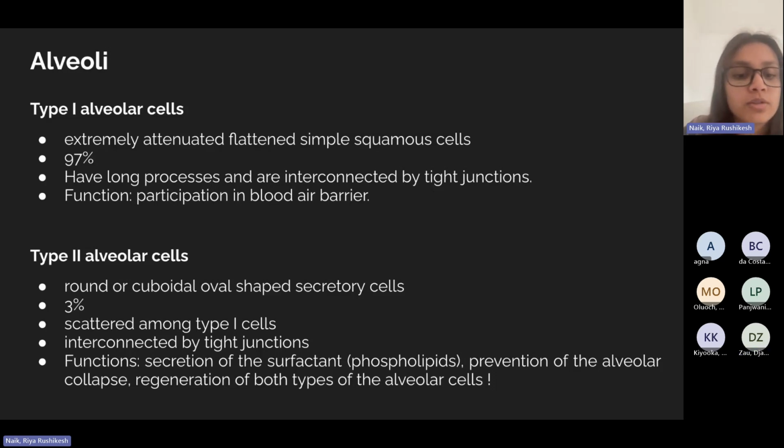So, since they're interconnected, we know that they will also somewhat help in the participation in the blood air barrier. Apart from that, they have a very important function, which is the secretion of a fluid called surfactant, which is made up of phospholipids. The function of this fluid is basically prevention of the alveolar collapse.